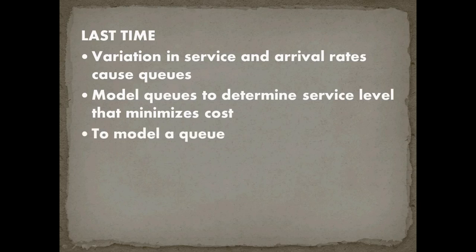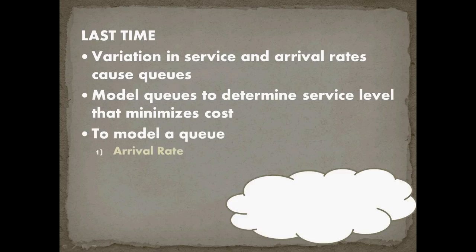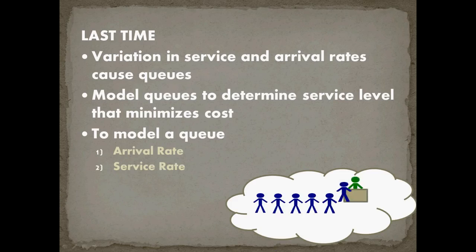In order for us to develop our analytic model of a queue, we needed three things: the arrival rate, how fast our customers are showing up; the service rate, how fast a server can handle our customers; and then the third thing was the number of servers. So how many people or machines are there to process our customers?